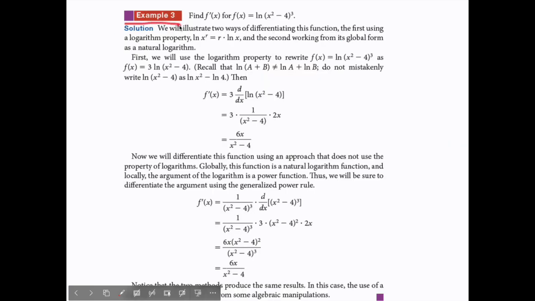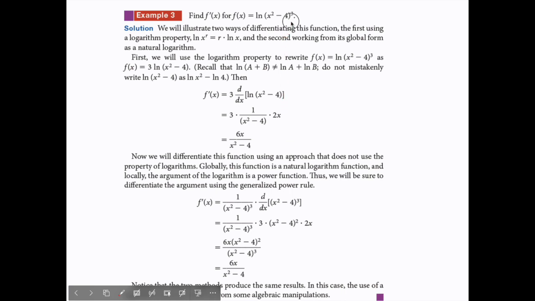In example 3, we're going to look at different ways that we can take the derivative of this function. One way is by using the chain rule twice, and the other way is by using the properties of logarithms. So in this first method, that's what we're going to use first. So we're going to use the properties of logarithms.